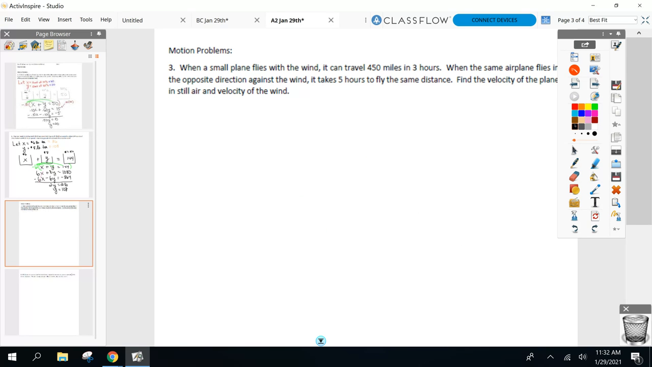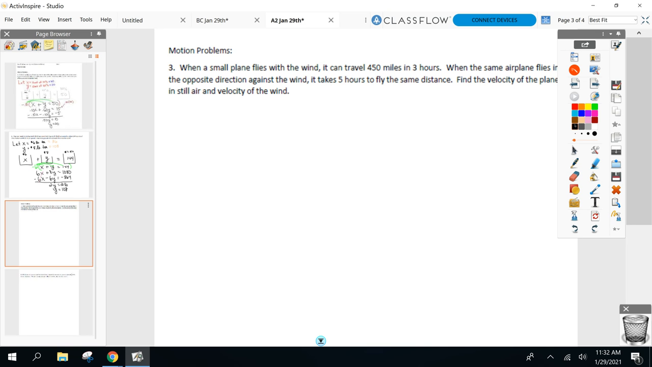All right, motion problems. So you got a small plane with the wind, which means the wind and the plane are going in the same direction. It goes 450 miles in 3 hours. But then that same plane goes against the wind. So the plane's going one way, the wind's going the opposite way. It takes 5 hours now to fly the same distance instead of 3. What's the plane speed and what's the wind speed?